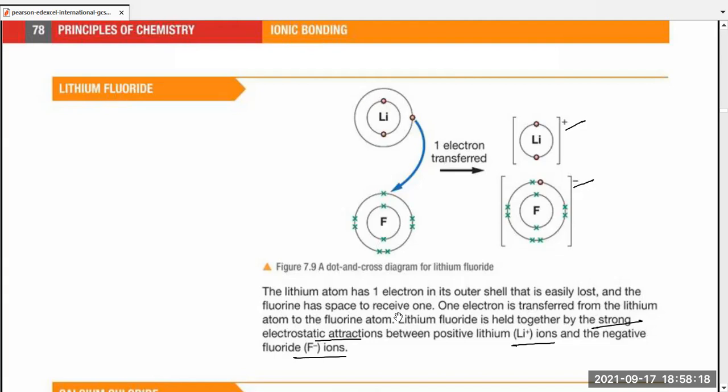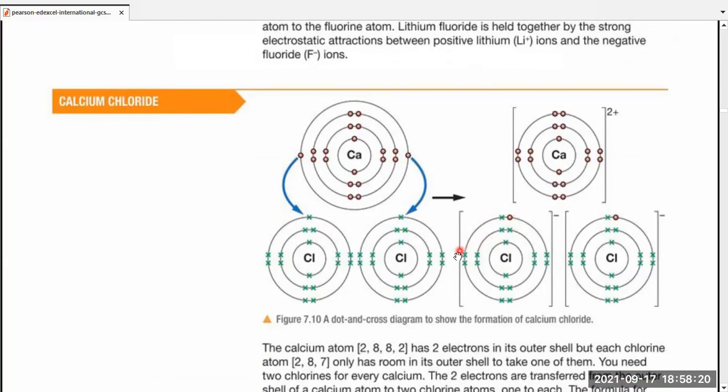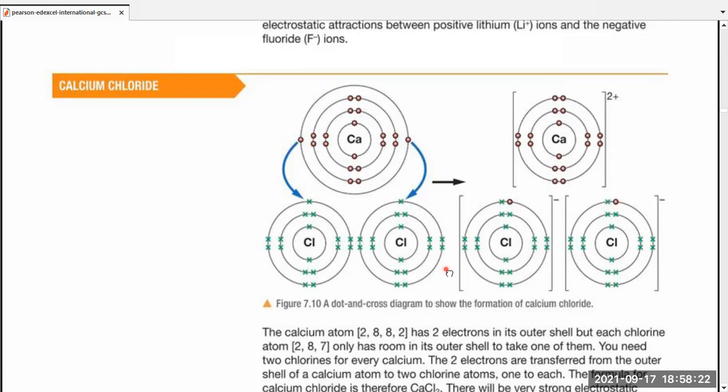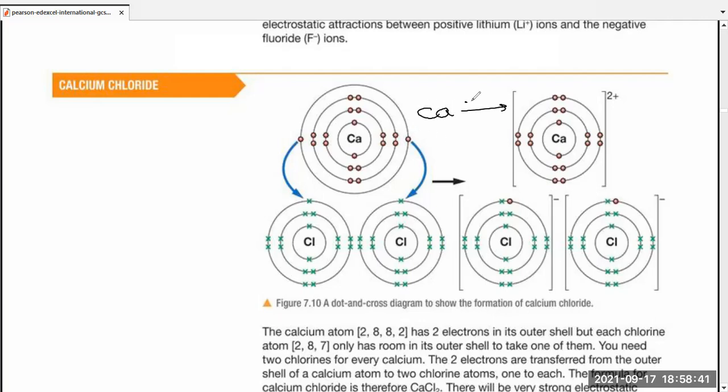Next up is calcium chloride. Calcium chloride is slightly different. This example is specifically taken in order to make sure that you understand the part where the positive ion is going to lose 2 electrons, but the negative ion can only gain 1. In this case, the metal is calcium, which loses 2 electrons and forms a calcium +2 ion.